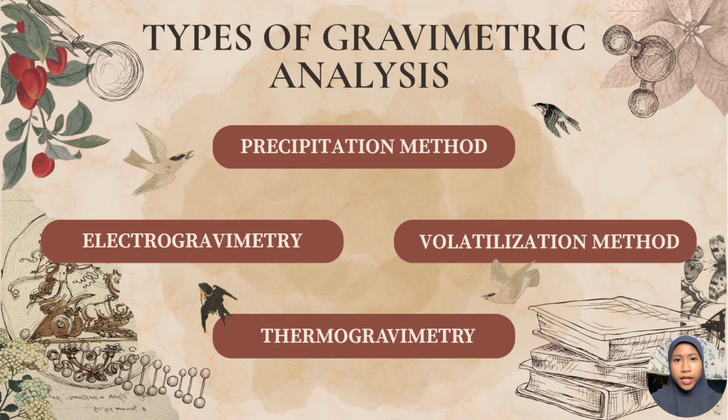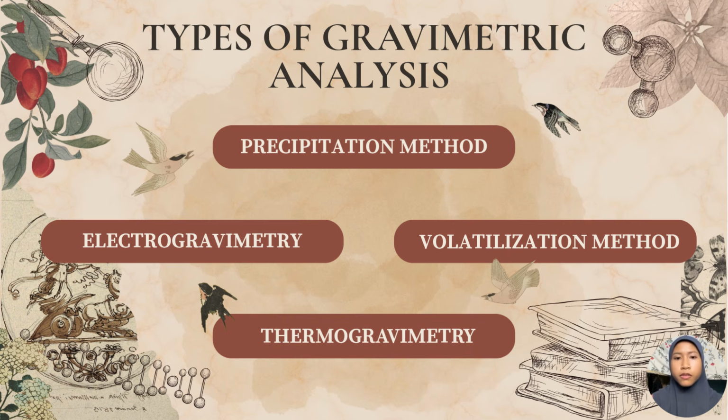Hi, I am AMALINA, and now I will talk about types of gravimetric analysis. There are four main types of gravimetric analysis. The first is the precipitation method, where a metal ion is converted into an insoluble precipitate that can be filtered, dried, and weighed. The second is electrogravimetry, which uses an electric current to deposit a metal directly onto an electrode so its mass can be measured.